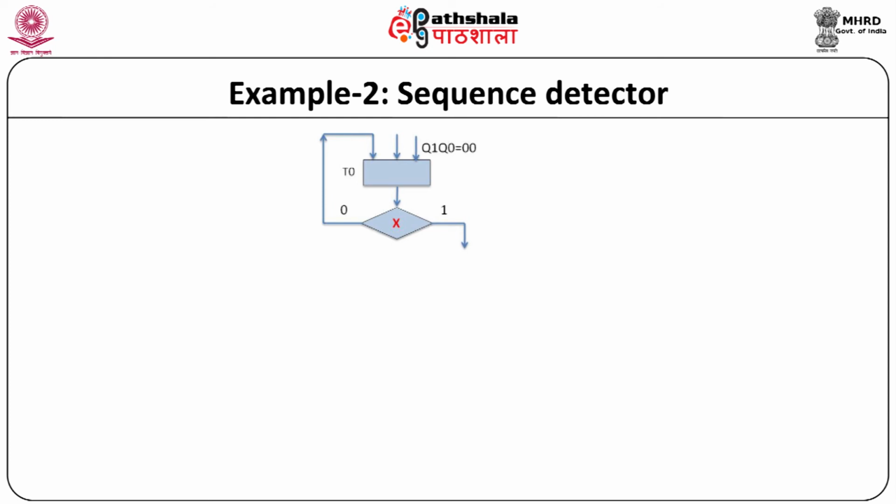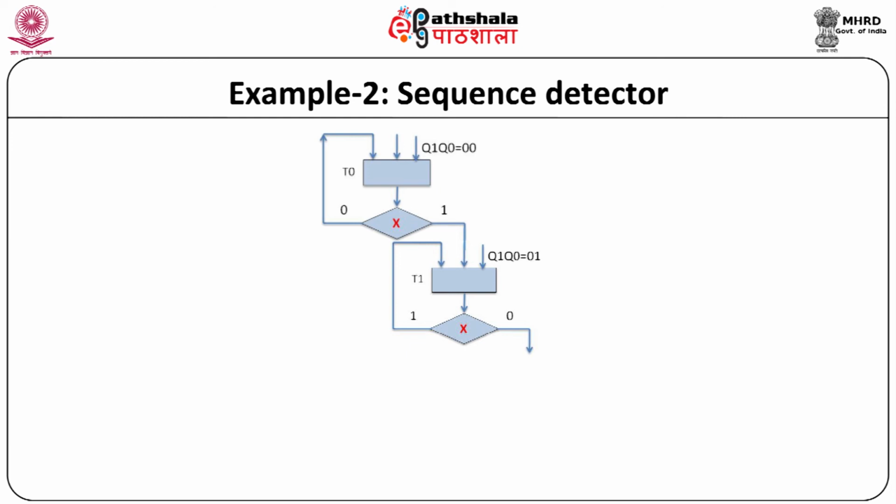When input x is applied, then the machine makes the transitions depending upon the value of x. If x is equal to 0, then the control is transferred back to the same state, because the starting value of the sequence should be 1. When x is equal to 1, the state machine moves to the second state for detection of logic 0.